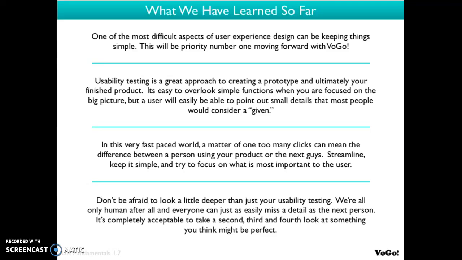So wrapping things up, what we've learned so far, being that the product's not complete yet, but so far what we've tried to wrap our heads around is, first thing, that one of the most difficult aspects of UX design can be just to keep things simple. And that will certainly be our number one priority moving forward with Vogo.